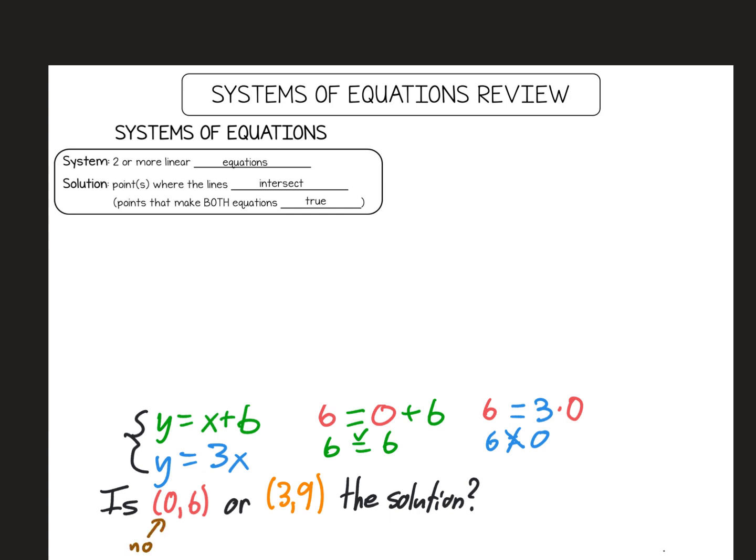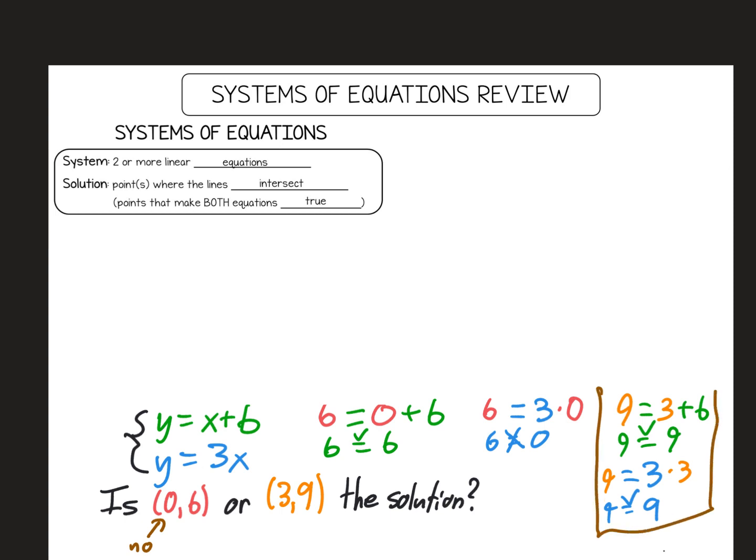Let's double check the point (3, 9) though. 9 equals 3 plus 6, and 3 plus 6 is 9, so we have 9 equals 9, and this is true. In the second equation, 9 equals 3 times 3. Since 3 times 3 is 9, we have 9 equals 9, which is another true statement. Since both equations give you true statements when you plug in the point (3, 9), the solution to the system of equations is the point (3, 9).